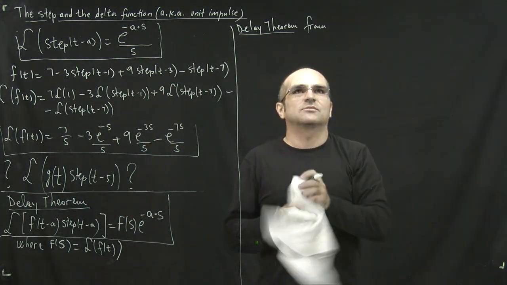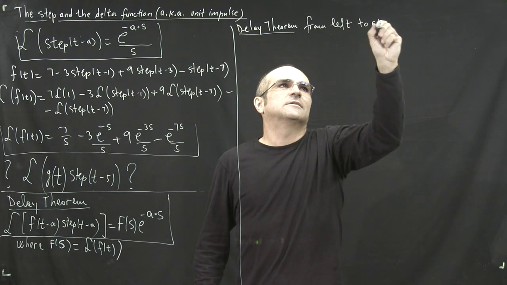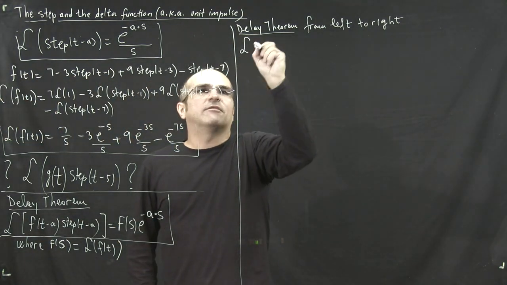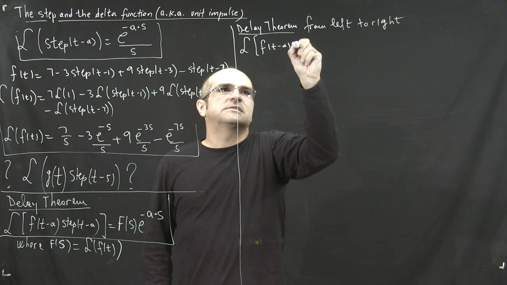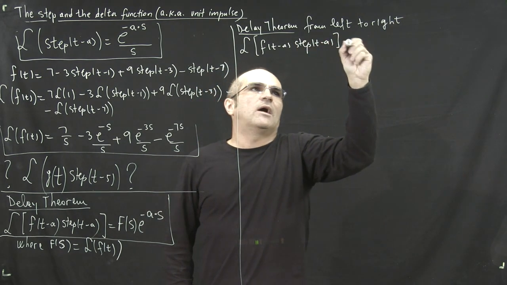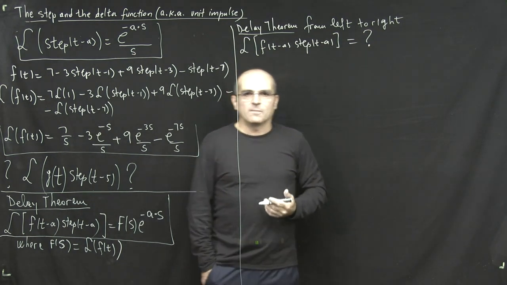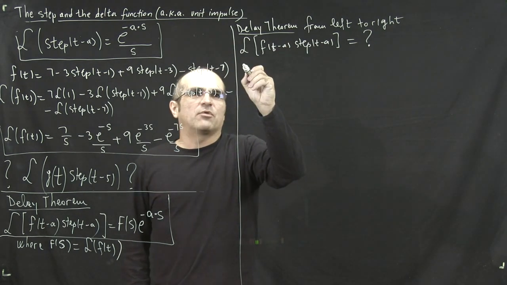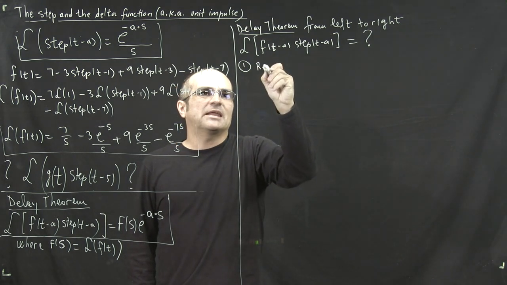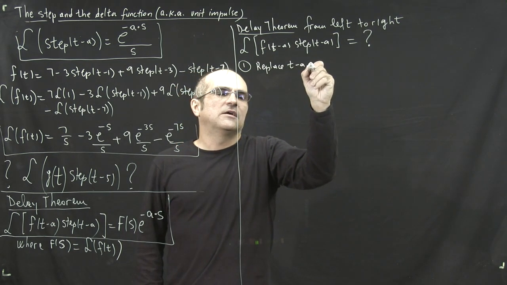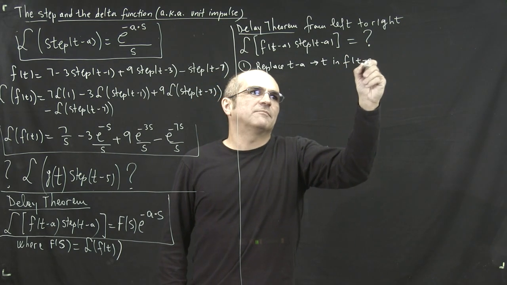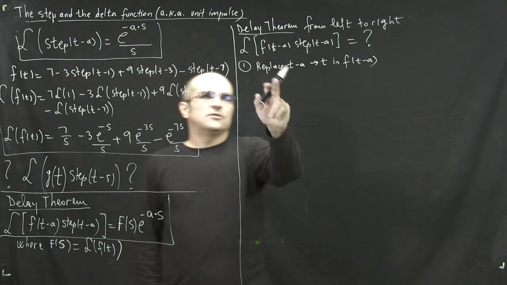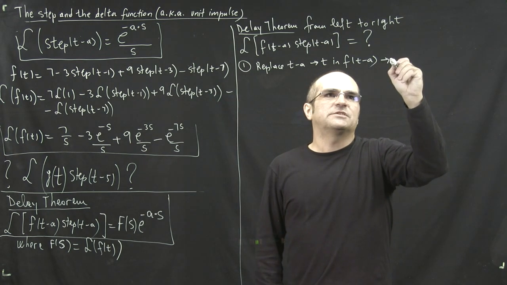So when you take the Laplace transform, from left to right, the way the table is usually written, I have on the left side f of t minus a, step t minus a, and I want the answer for this question. So there are essentially a couple of steps. The first thing to do is to replace t minus a with t in f of t minus a. So you make that substitution first. You make sure you have this written in the form of f of t minus a, you make the substitution, and this becomes f of t.